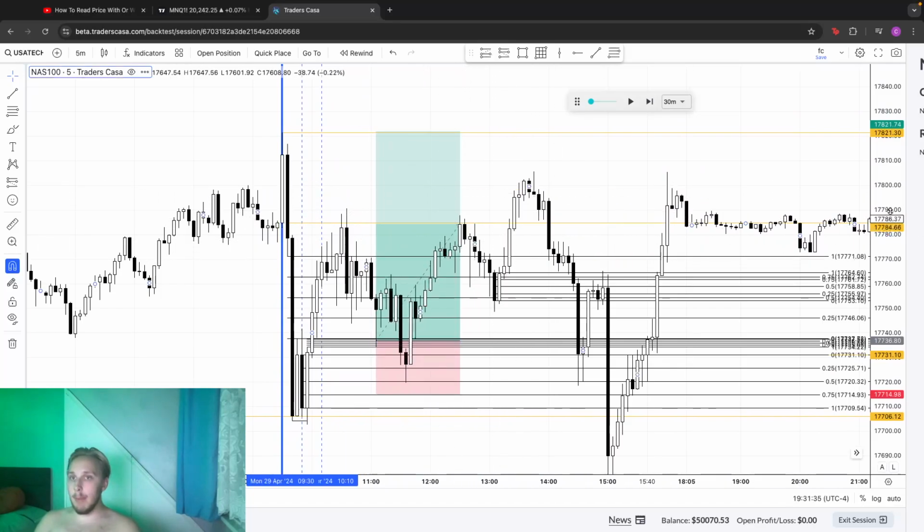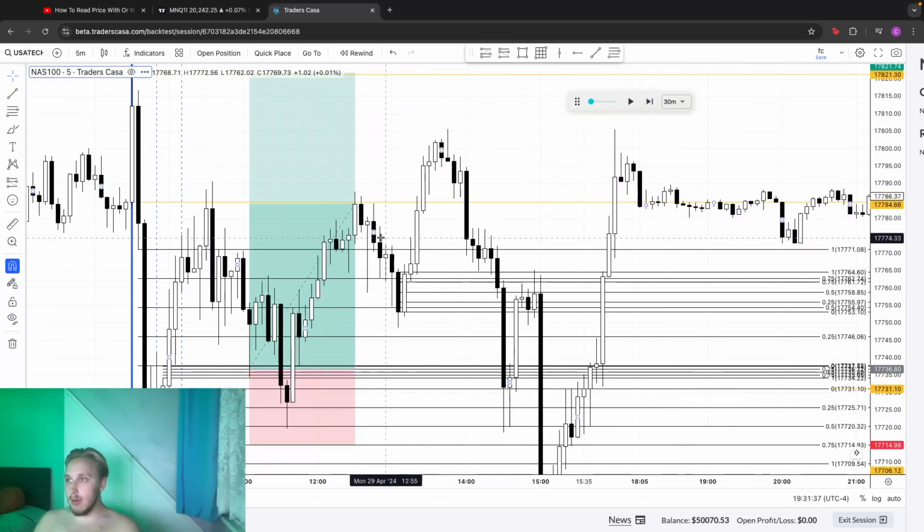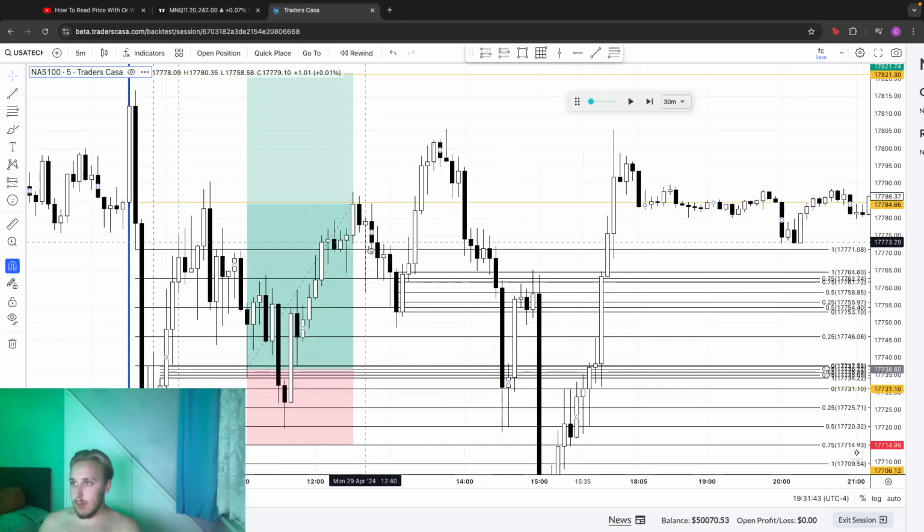But yeah, how we managed our risk was we hit our level again. We then put our stops to break even, and then we come down. We close back above this down close candle, so we then counted that as our OB.